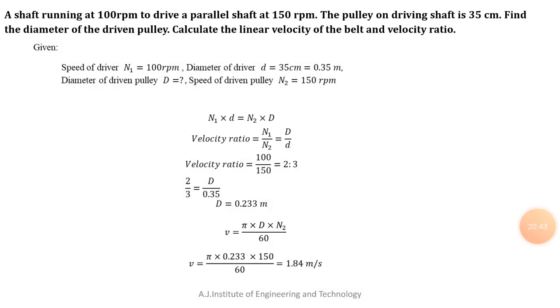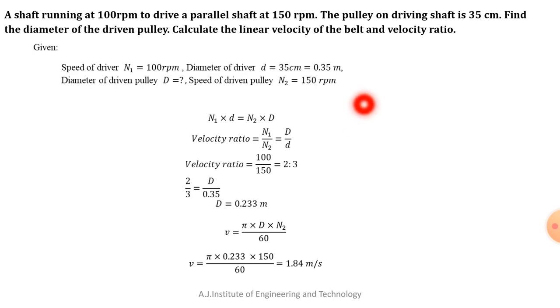Coming to the last problem, a shaft running at 100 rpm to drive a parallel shaft at 150 rpm. The pulley on driving shaft is 35 centimeter. Find the diameter of driven pulley. Calculate the linear velocity of the belt and velocity ratio.